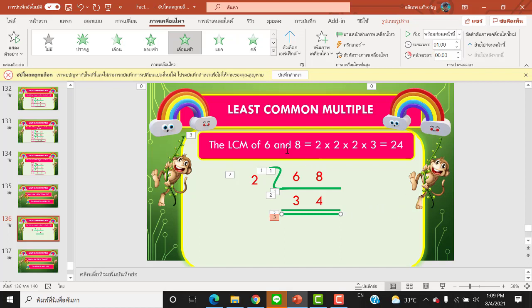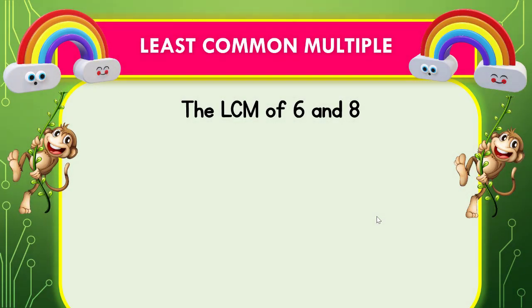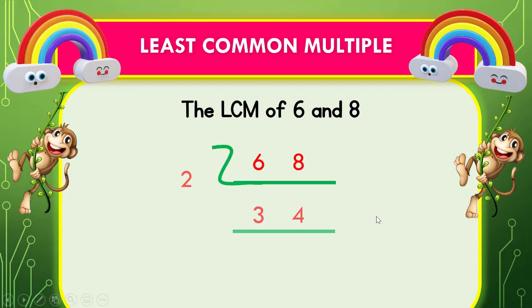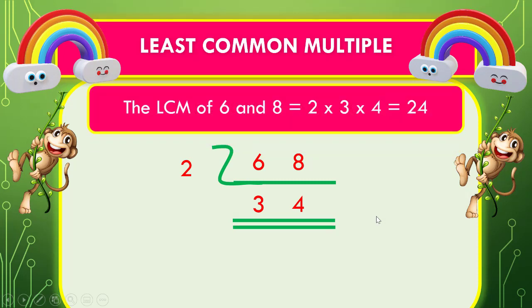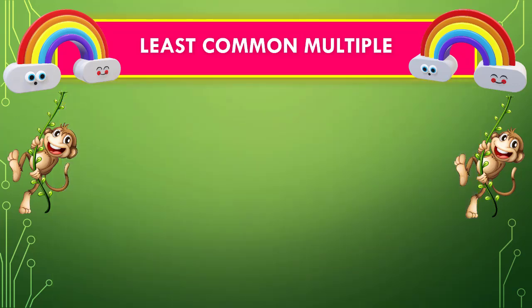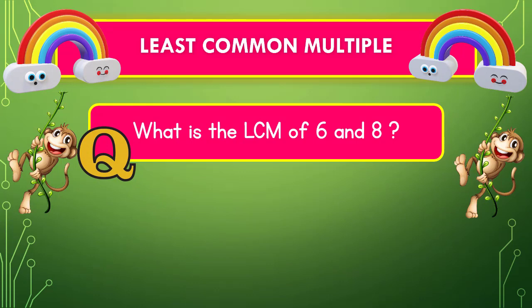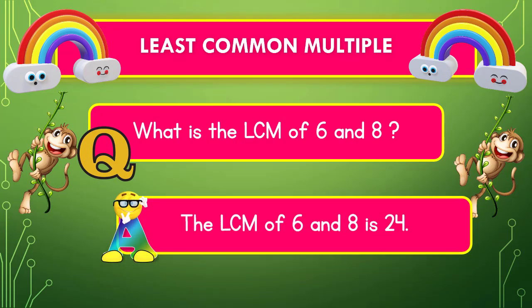So, the least common multiple of 6 and 8 is 2 times 3 times 4, right? And it is 24. Again, the least common multiple of 6 and 8 is 2 times 3 times 4, and it is 24. Again, what is the least common multiple of 6 and 8? It is 24.